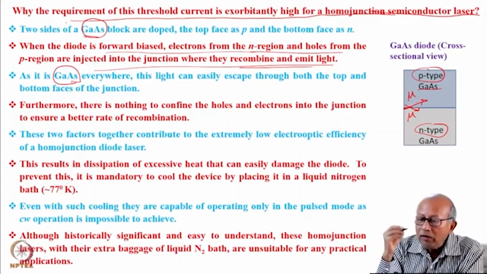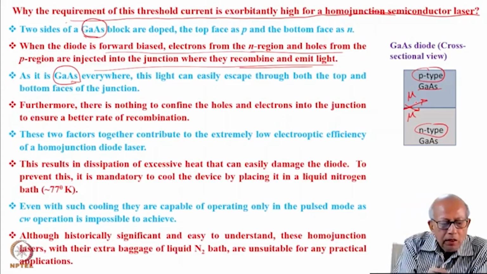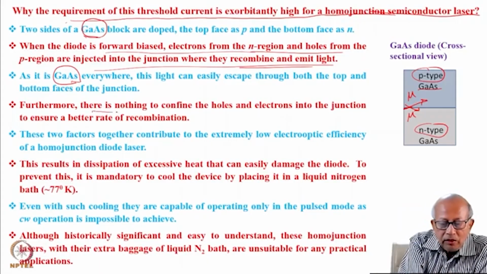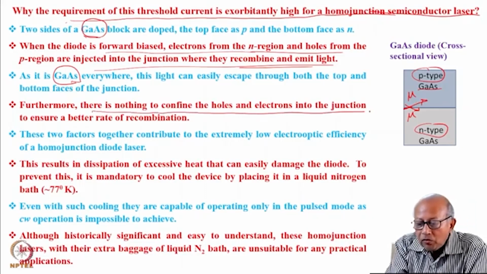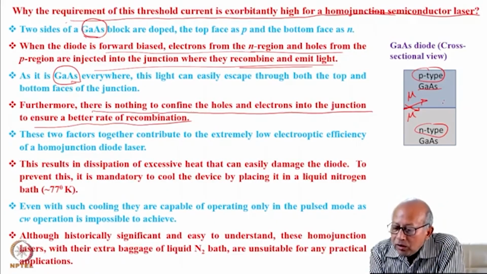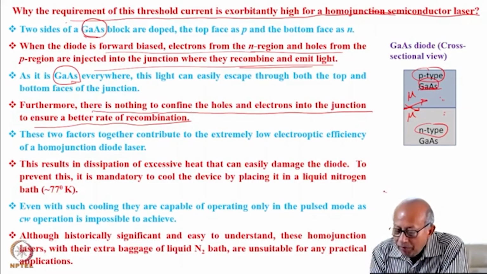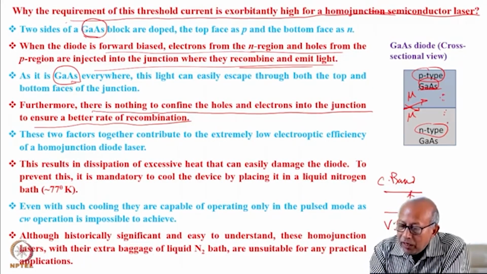This is one disadvantage of the homojunction semiconductor laser, and there is another great disadvantage. There is nothing to confine the holes and the electrons into the junction to ensure a better rate of recombination. You see, both sides are the same, both are gallium arsenide. So the band gaps, this is the conduction band, this is the valence band, and on the other side the conduction band and the valence band, are the same on both sides.